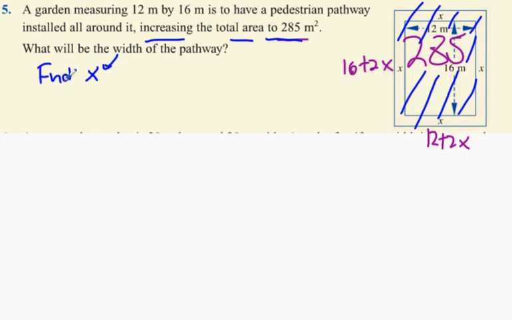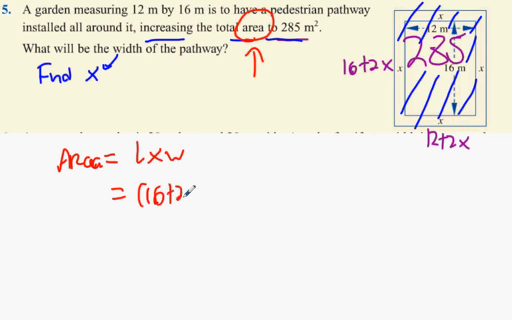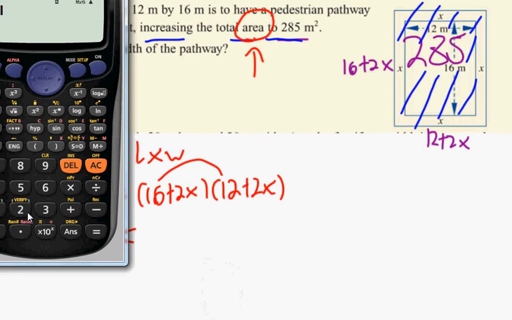Does that make sense? Now, what is another keyword I'm going to use to solve this? Area. Area of what type of object? Area of rectangle is? Anybody? Length by width, which is 16 plus 2x multiplied by 12 plus 2x. Multiply out. What's 12 by 16? I think it's 192 or something like that.